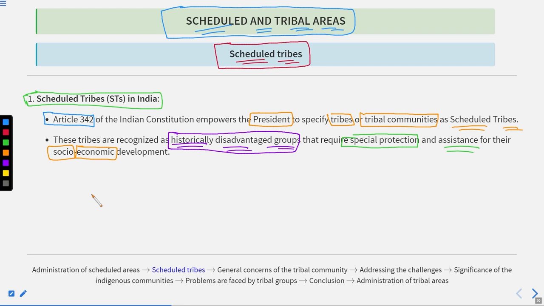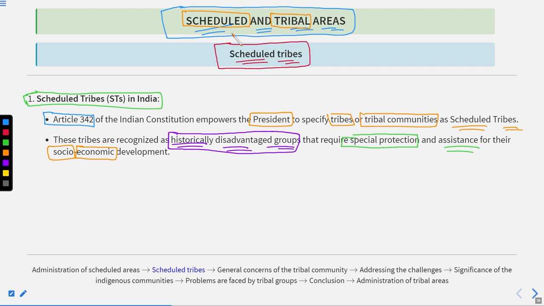Along with this, we had discussed one more thing, the difference between the scheduled areas and the tribal areas. A scheduled area is the designation that we give to any area that contains a tribal population, and there is more than one tribe. A tribal area could be any area having a tribal population. It doesn't matter whether the tribes living there are scheduled or not.